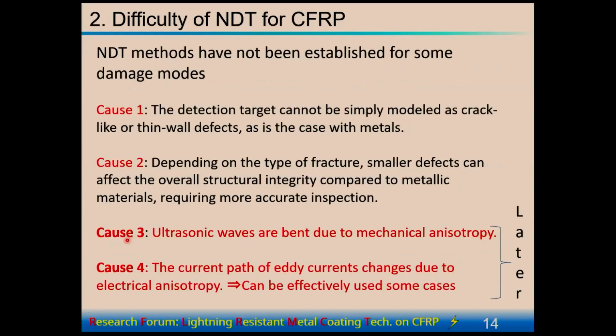Causes 3 and 4 we are going to talk about later in detail, but the third one is that ultrasonic waves are bent due to mechanical anisotropy. And the fourth is the current path. When we do eddy current testing, the current path is changed due to electrical anisotropy and also the stacking sequence. But I'm going to talk about these topics later.